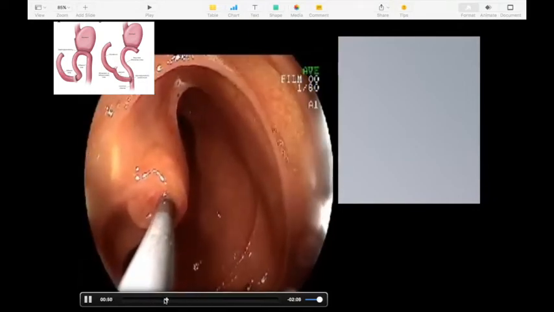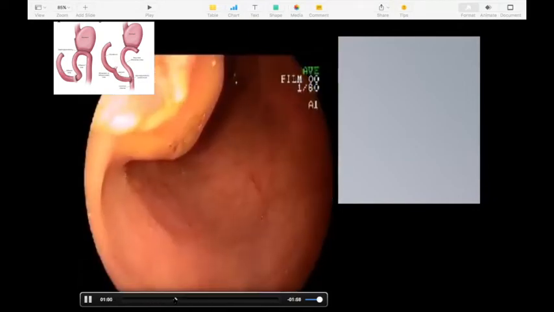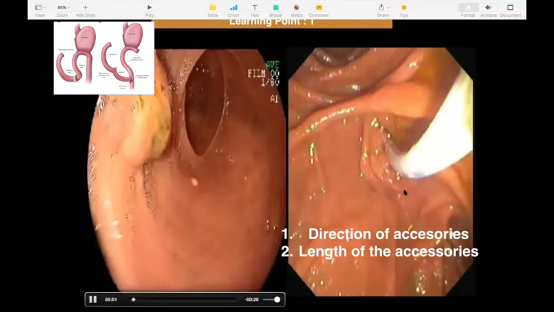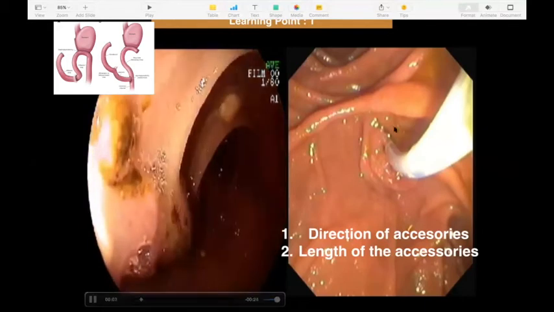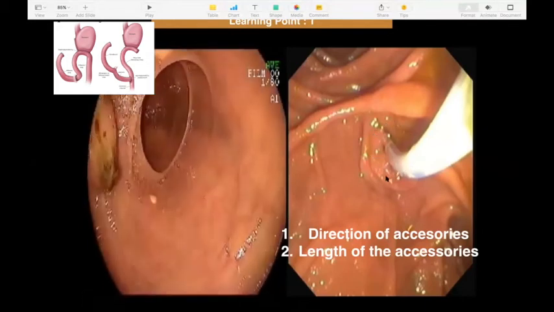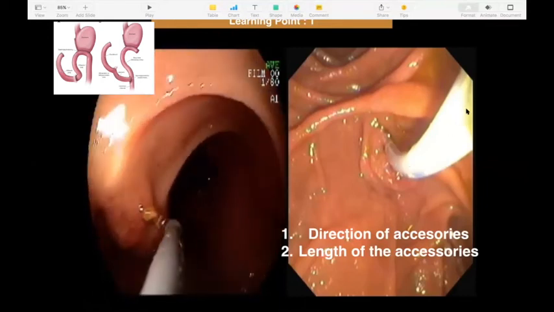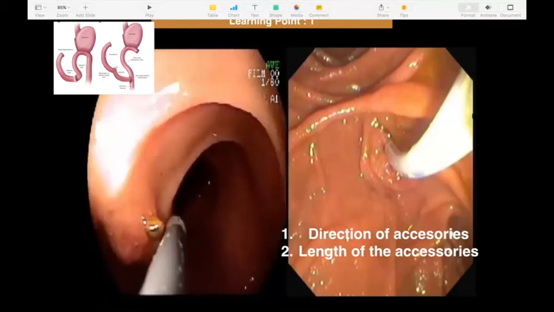So this is how ERCP is done in these cases. Learning point one is the direction of accessories. This is a normal duodenoscope, and this is a normal papilla, and you can see that the position of the accessories is from 4 o'clock in between 5 o'clock in normal.